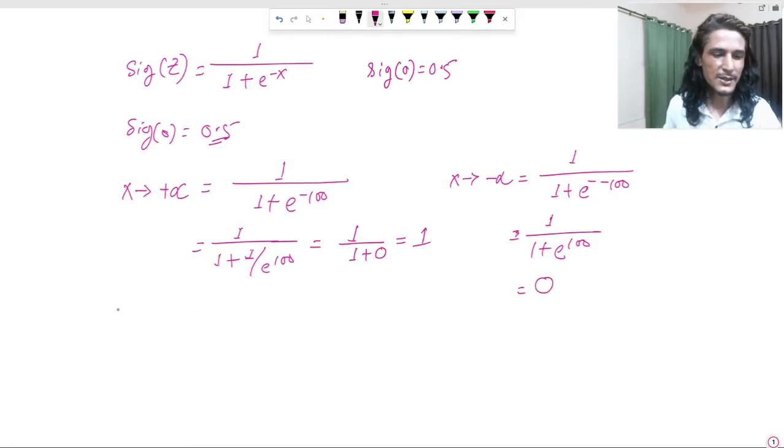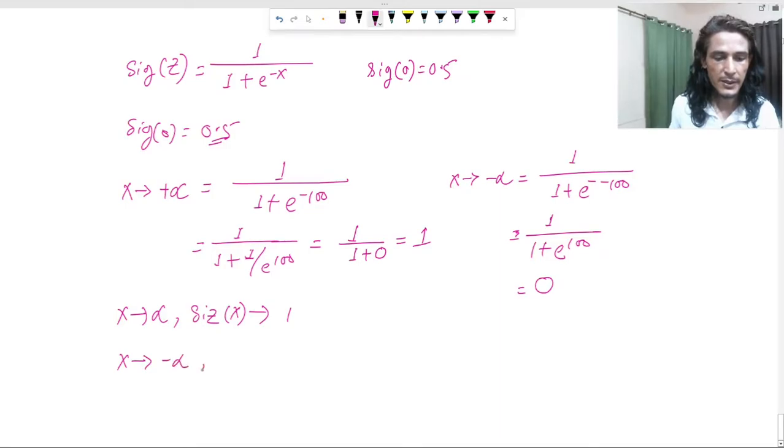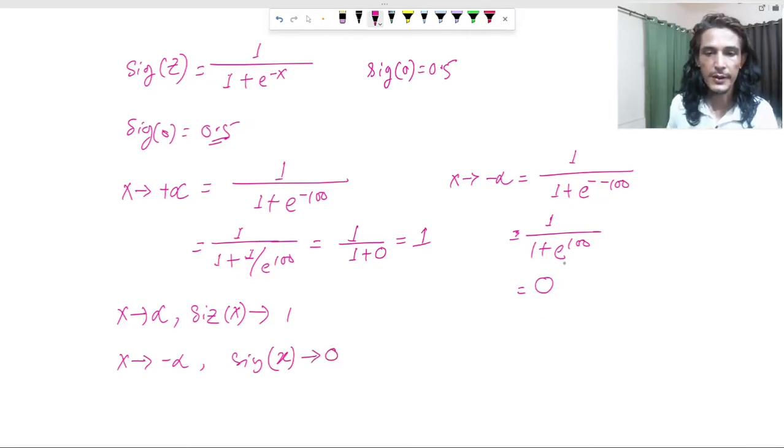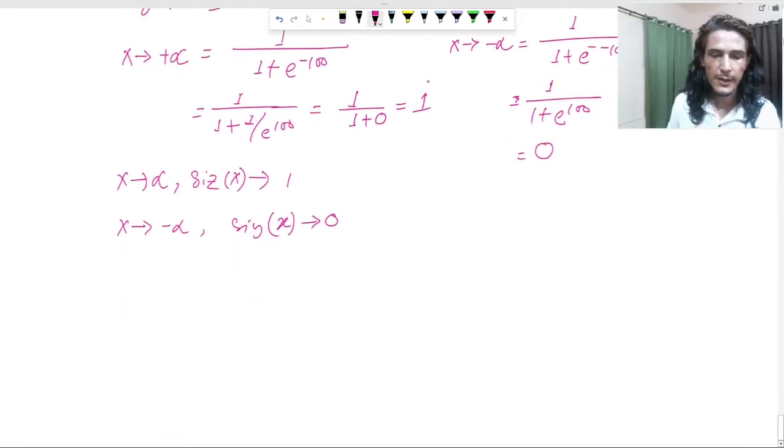So what we have learned is that if x goes to positive infinity, then the output, sigmoid of x, goes to 1, and if x goes to negative infinity, sigmoid of x goes to 0. And when x goes to 0, sigmoid of 0 is equal to 0.5. Now let's plot it in the form of a graph. It will be more clear in that case.